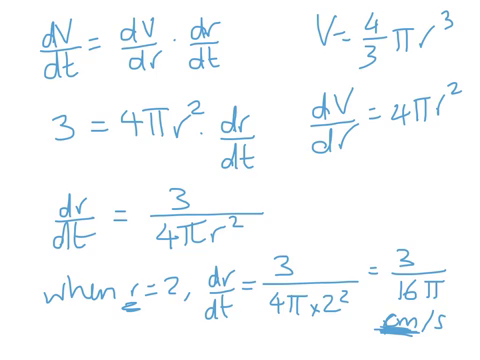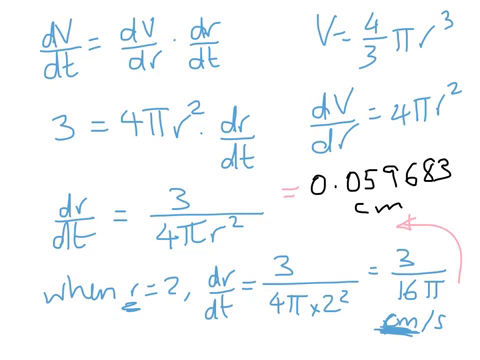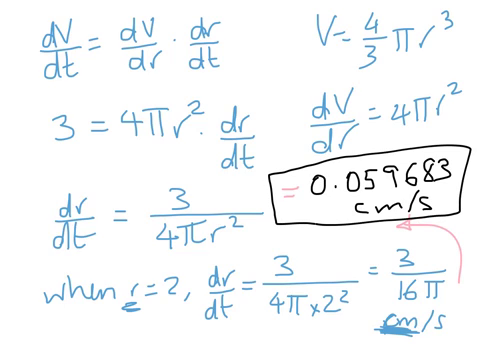So 3 over 16 pi doesn't mean that much to me, so we're going to write that as an approximation. So let's work out what that is. Okay, so that's 0.059683 centimetres per second. Right, so that's the rate of increase of the radius when the radius is 2 centimetres.